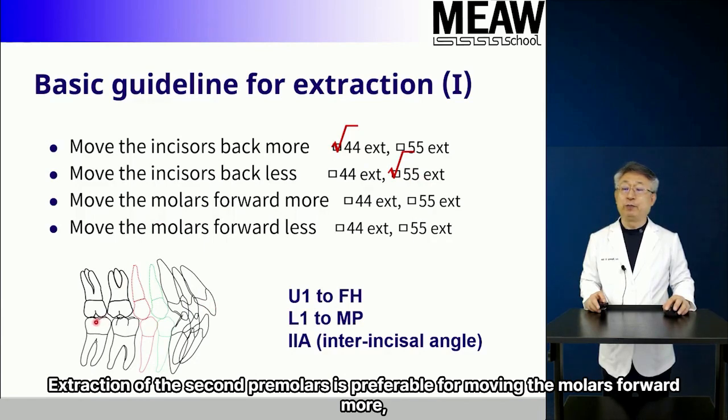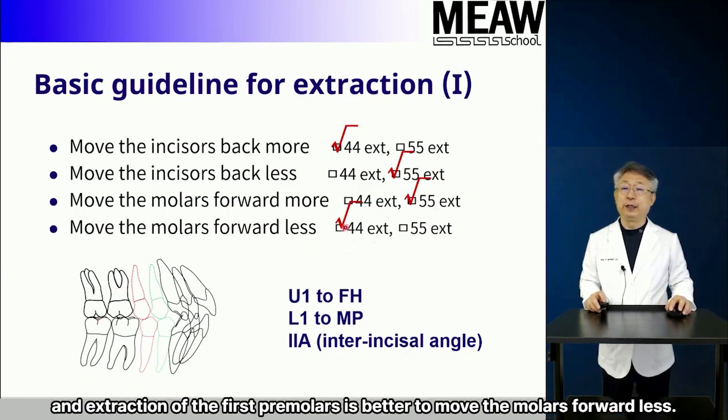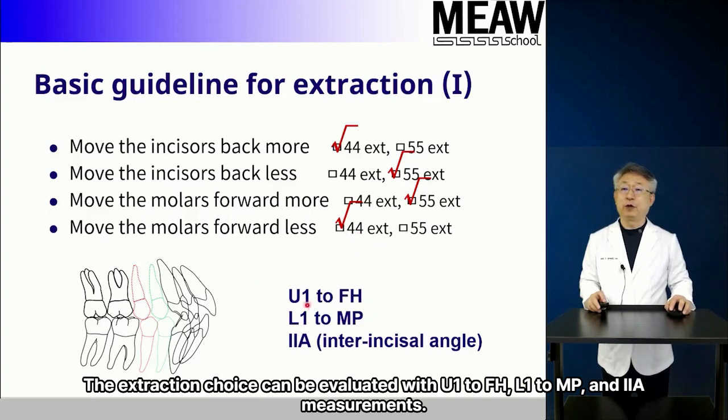Extraction of the second premolars is preferable for moving the molars forward more. And extraction of the first premolars is better to move the molars forward less. The extraction choice can be evaluated with U1 to FH, IMPA, and IIA measurements.